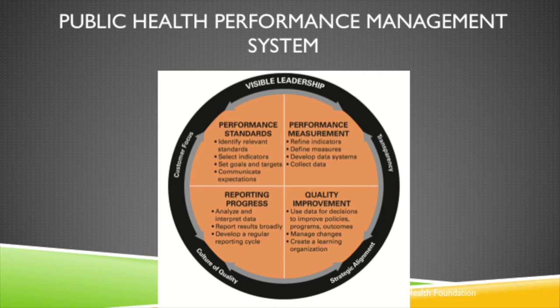So there are 4 key categories in the public health performance management system that you want to be aware of. They are the performance standard, the performance measurement, the reporting progress, and the quality improvement. And if you notice, these 4 quadrants are all encompassed by these 5 different dimensions of performance management. The first one is visible leadership, having transparency, a strategic alignment with the mission and what the organization is doing, and having a culture of quality, and to have a customer focus.